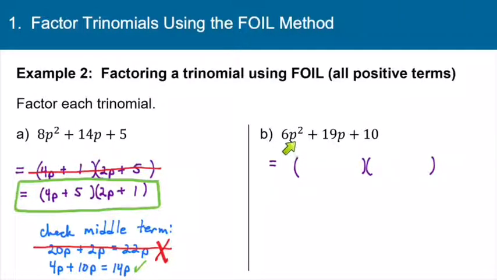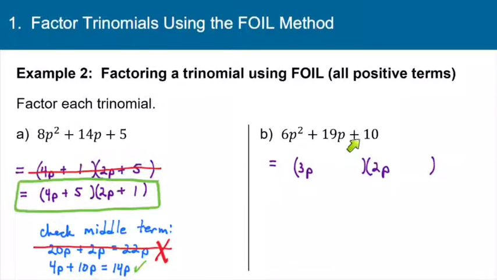Now 6p squared could be 3p times 2p, but it could also be 6p times 1p. And we just have to make a choice of which one we think is going to get us to the answer quicker. If we try one of them and it doesn't work, we'll have to try the other one. So let's go ahead and set down 3p times 2p. Keep in mind that if I'm not able to find the 2 factors that work using these 2 factors, I'll have to start over using 6p times 1p.